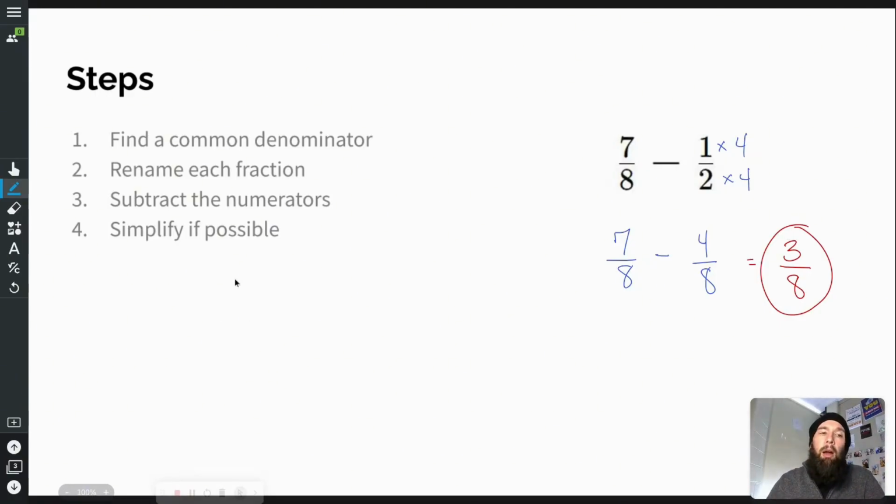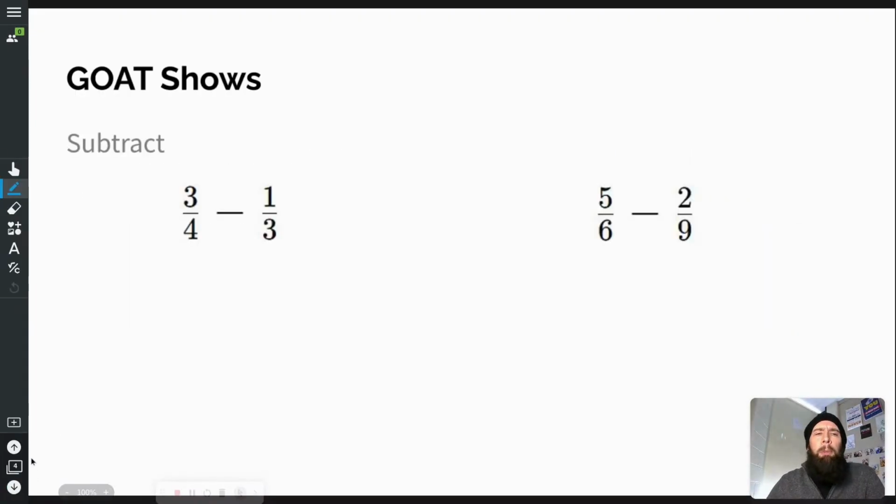Nothing to simplify there. But sometimes you'll have to simplify. And what we noticed in our last video is sometimes we might get mixed numbers, that if this was like 9 over 8 or 11 over 8, we'd have to turn that into a mixed number. Didn't happen here, thankfully, but it may. So just be prepared. So I'm going to do a bunch, then I'm going to have you do a bunch. We'll do a word problem, call it a day.